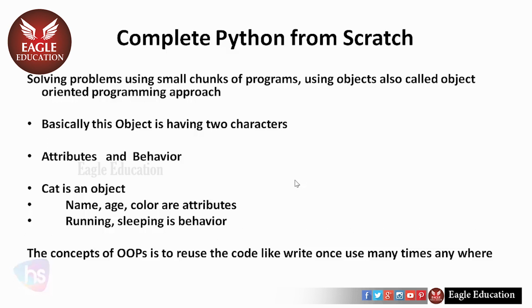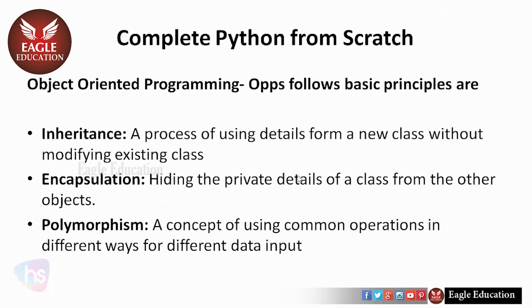Alright, let's go step by step. Object-oriented programming follows some basic principles. Inheritance: a process of using details from an existing class to create a new class without modifying the existing class. In a real-time scenario, our father will have some properties, like behavior, and automatically the child will have most of the properties from the father. In inheritance, we define a parent class and a child class in the programming way.